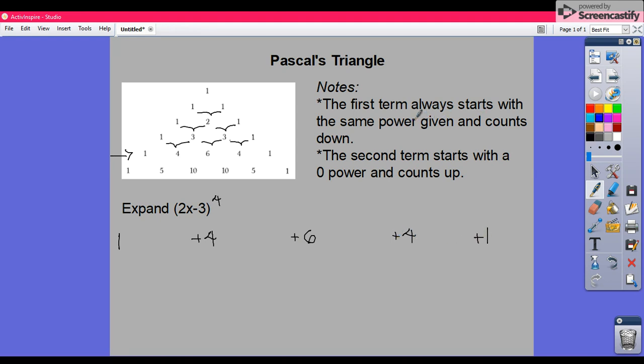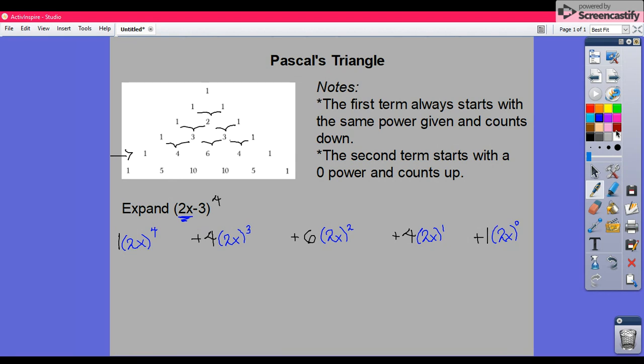So the first term always starts with the same power given and counts down. So the first term is 2x. I'm going to start it off with the same power as the one given, which is the fourth power, and then count down. So 2x to the fourth, 2x to the third, 2x to the second, 2x to the first, and 2x to the 0 power.